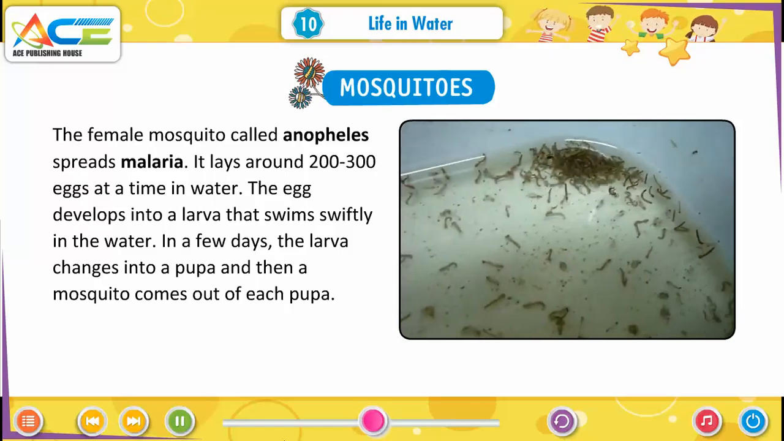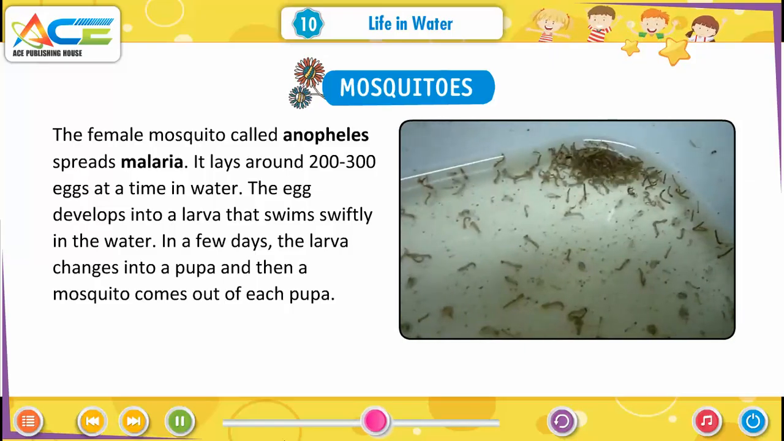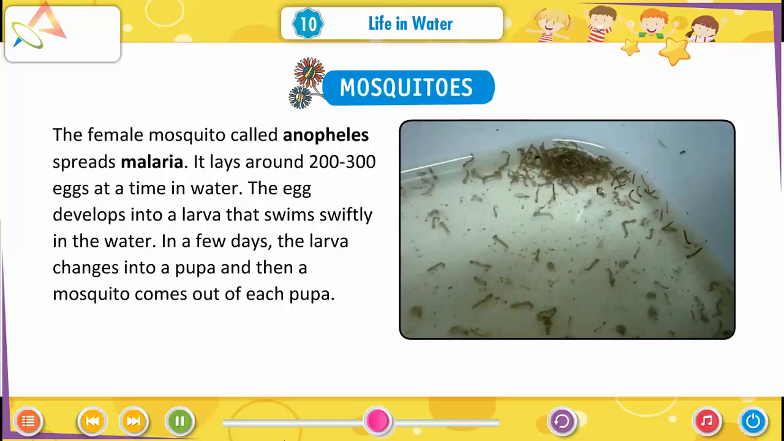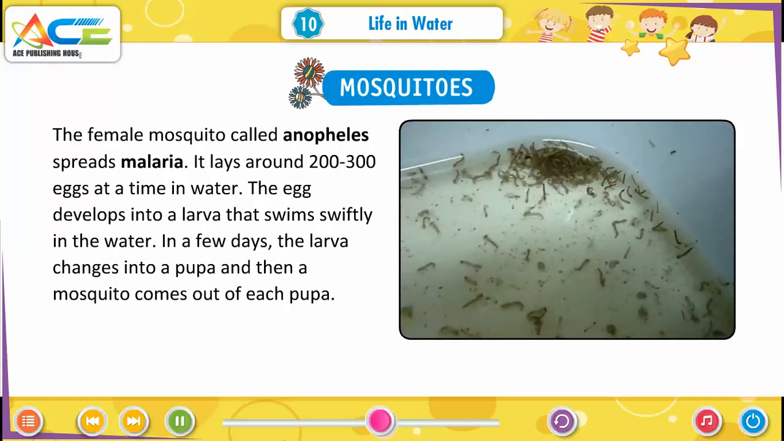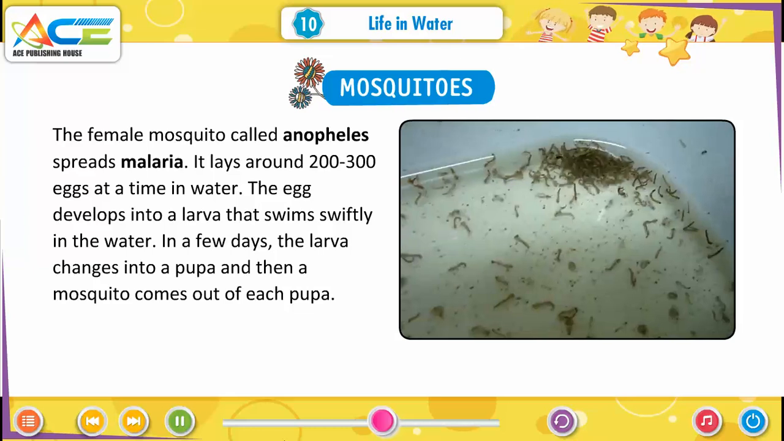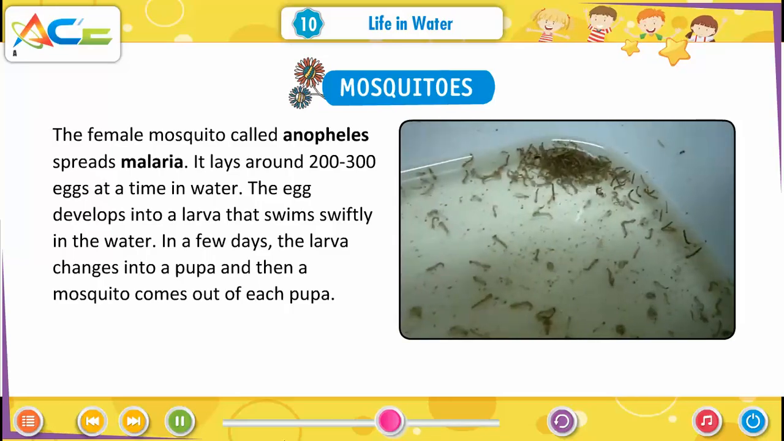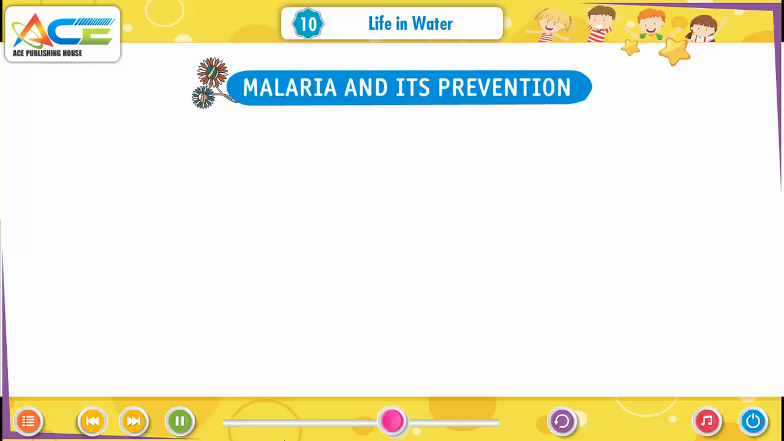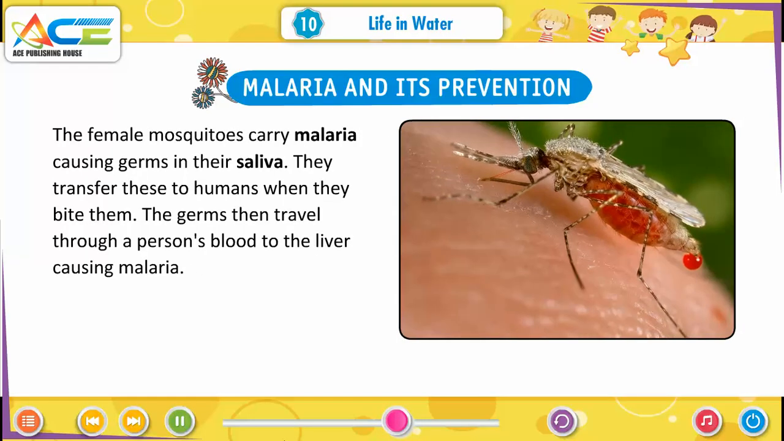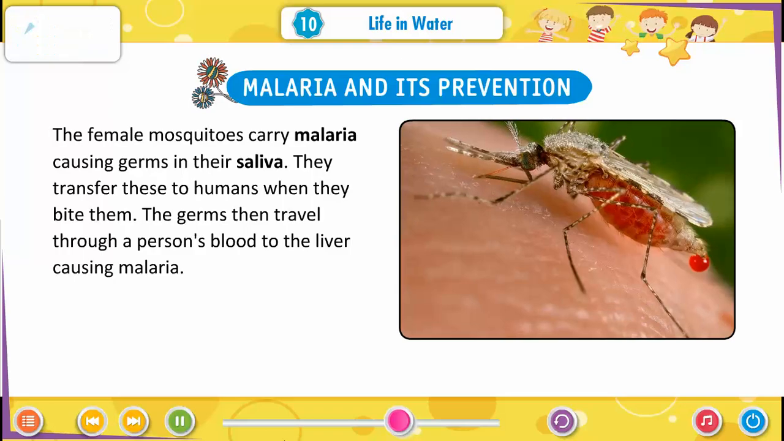It lays around 200 to 300 eggs at a time in water. The egg develops into a larva that swims swiftly in the water. In a few days, the larva changes into a pupa and then a mosquito comes out of each pupa. Malaria and its prevention. The female mosquitoes carry malaria causing germs in the saliva.